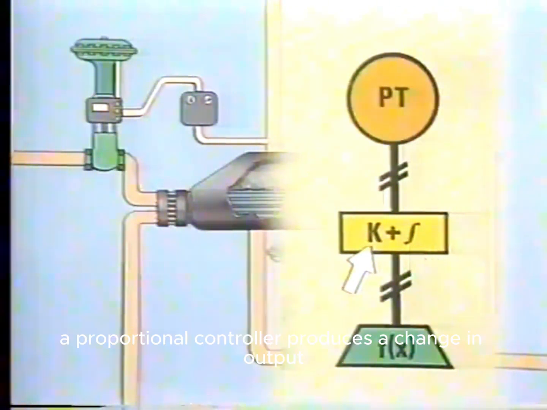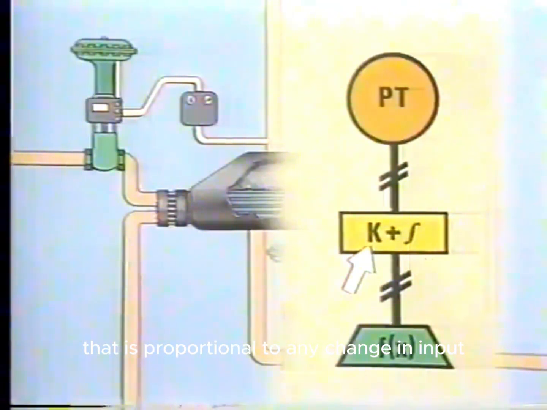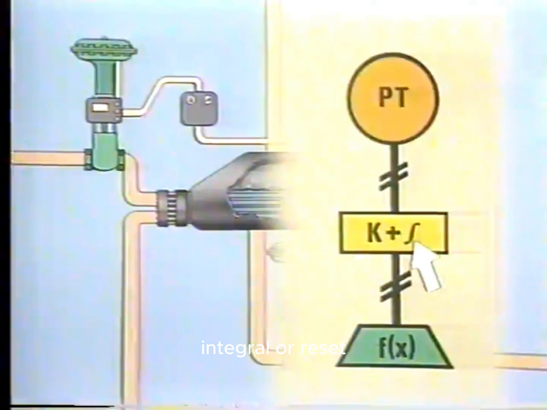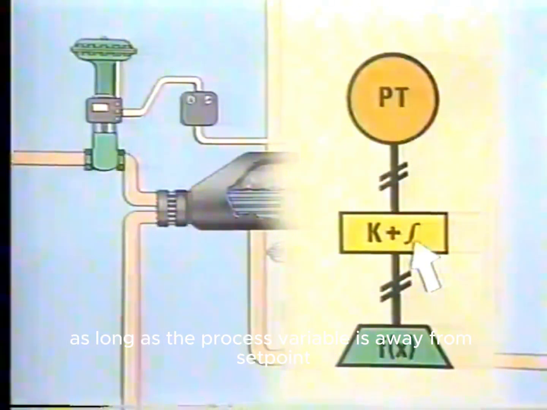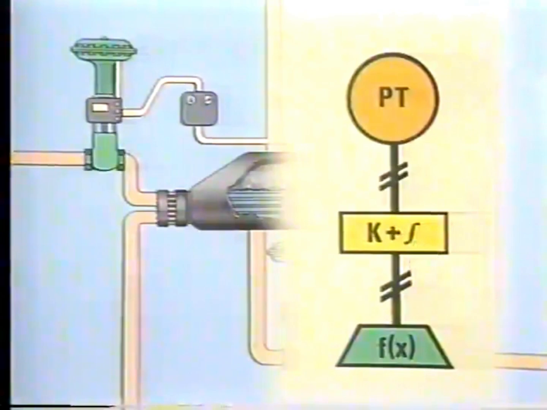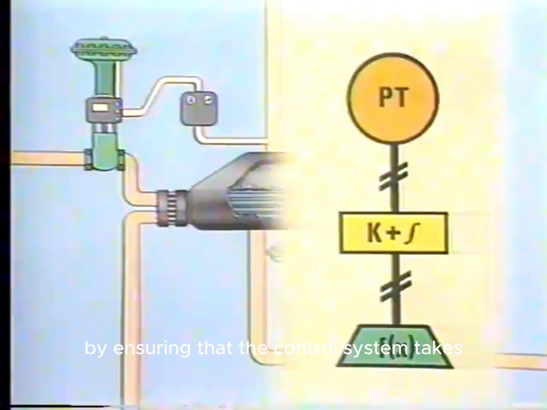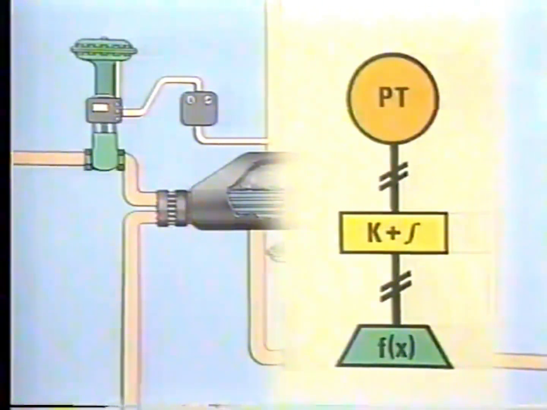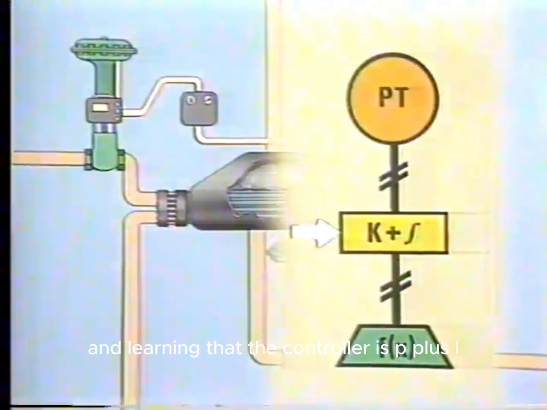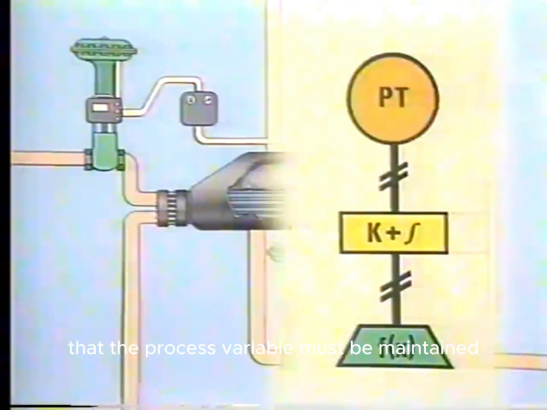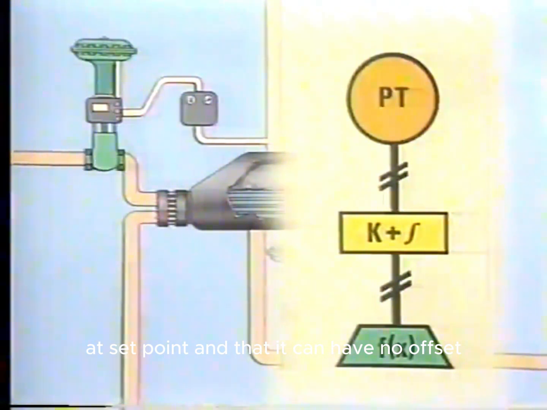As you may recall, a proportional controller produces a change in output that is proportional to any change in input. Integral, or reset, repeats this proportional output as long as the process variable is away from set point. The purpose of integral control is to eliminate offset by ensuring that the control system takes the necessary action to return the process variable to set point. By looking at the logic diagram and learning that the controller is P plus I, we can conclude that the process variable must be maintained at set point and that it can have no offset.